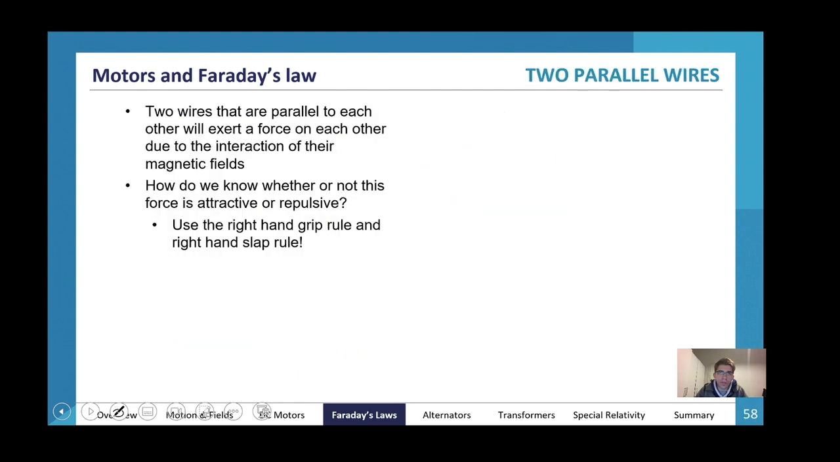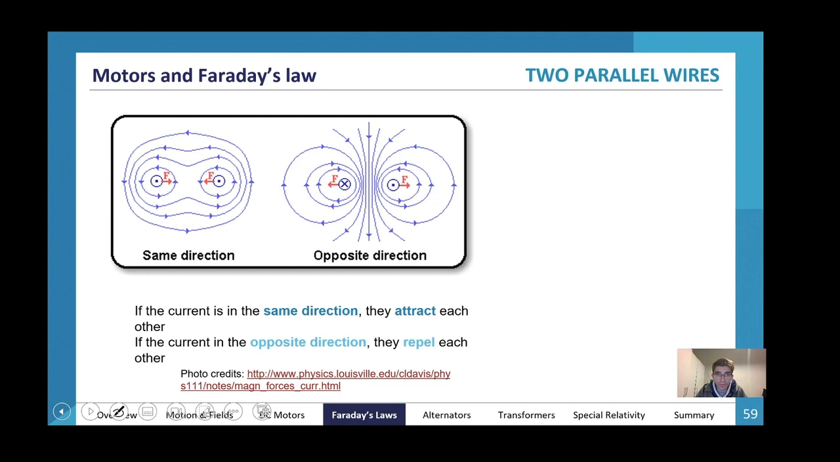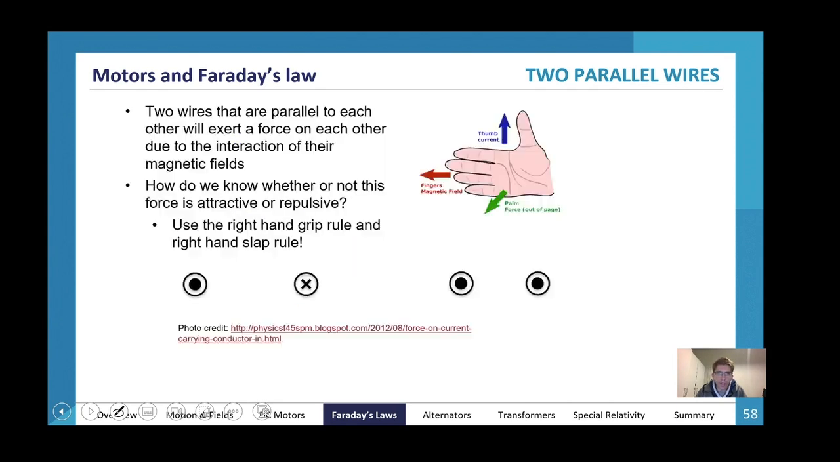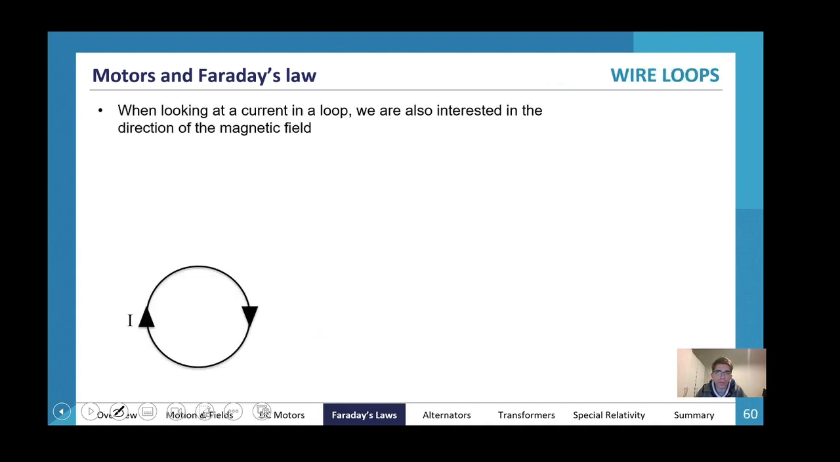So if the current is in the same direction, they attract each other. But if the current is in the opposite direction, they will repel each other.